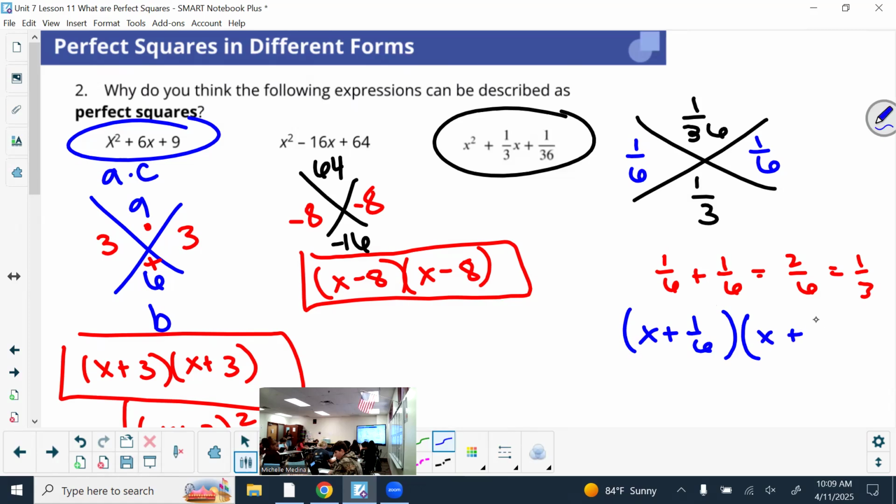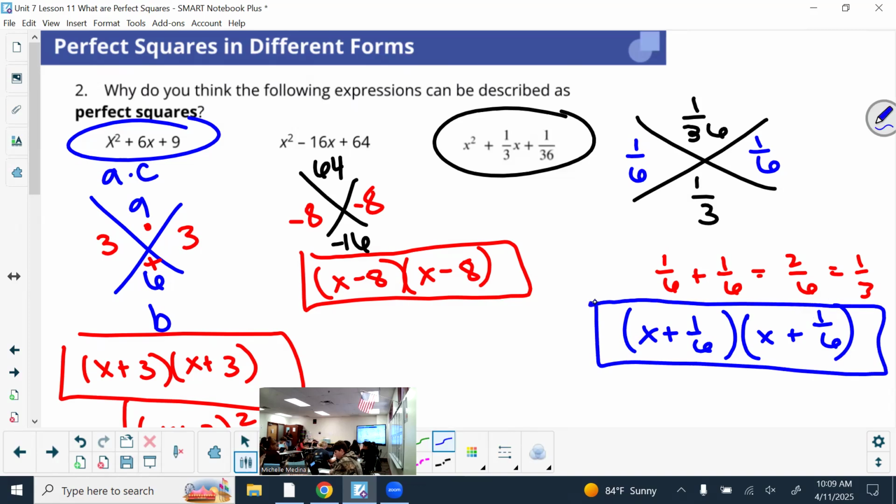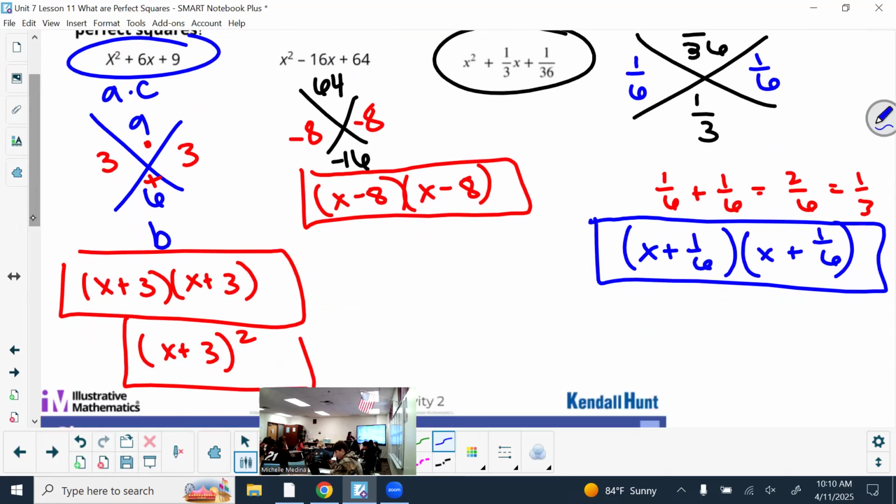Or really, we usually slide any remaining denominators in front, but they're the same exact parentheses times itself, so it is a perfect square. And you could write it in your own words for how you know that something's a perfect square. If in the factored form, it is the same exact parentheses times itself, it's a perfect square.